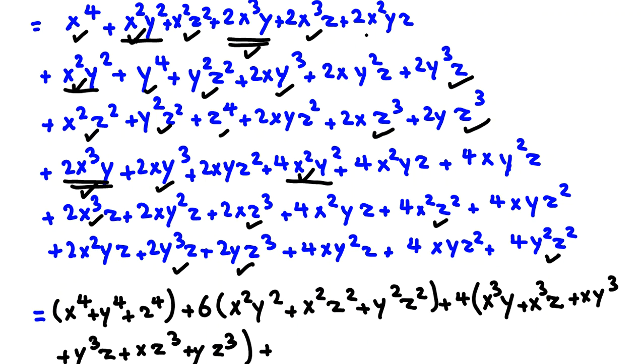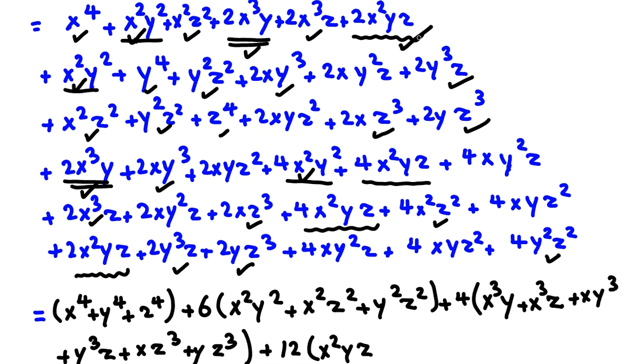X squared yz. So x squared yz here, if we search, x squared yz also we have here. And for other parts, we have x squared yz, x squared yz. Also we have x squared yz here. Also we have x squared yz. So all of them: 2 plus 4 plus 4, 10 plus 2, 12. So 12 x squared yz.